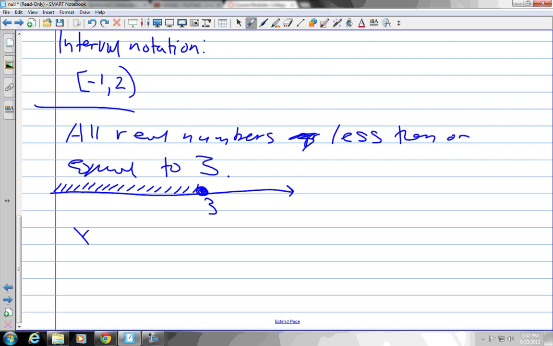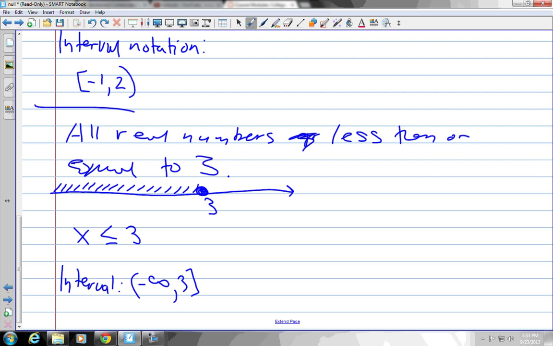How would you write it with relationship to x? So x would be the number that satisfies that sentence. Like that, right? x is less than or equal to 3. Right? How about the interval? So what's on this side? Yeah, so it's negative infinity with a parenthesis, comma, 3, bracket.